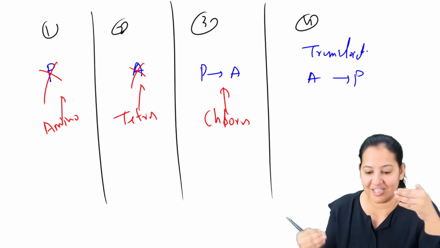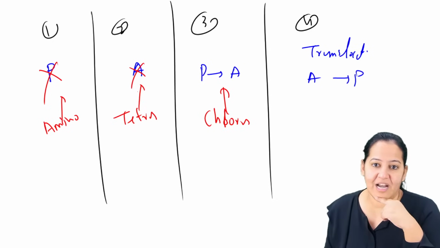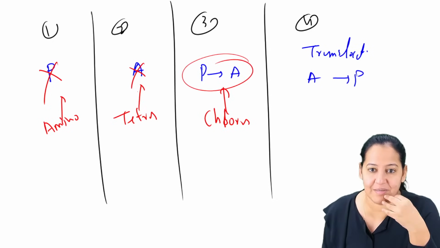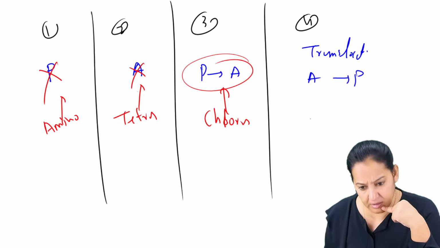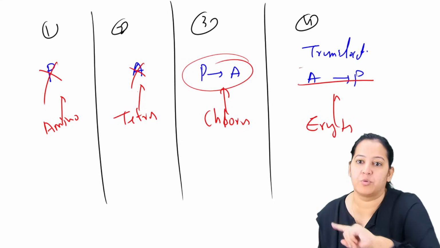Chloramphenicol inhibits P to A, that is peptide bond formation and shifting of the previous to the new. Let me elaborate this step. And the last one, erythromycin. Erythromycin inhibits A to P, that is jumping of the ribosome, that is translocation.